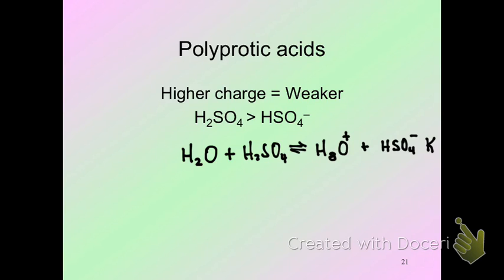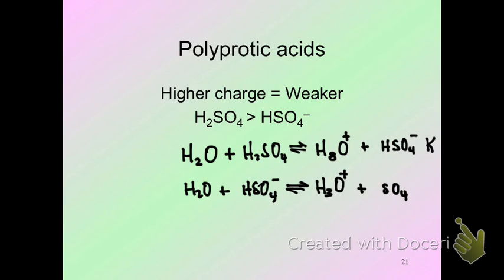And then H2O plus HSO4 minus makes hydronium plus SO4 2 minus. That has a K value with it too. Now this is called Ka1 and this is Ka2, but since Ka1 is big, we don't really talk about it. Like water, close to water.